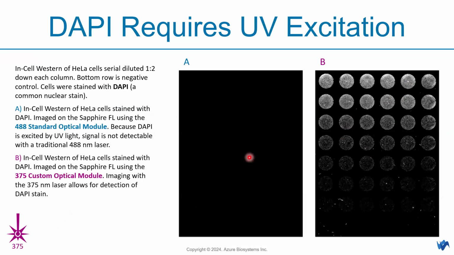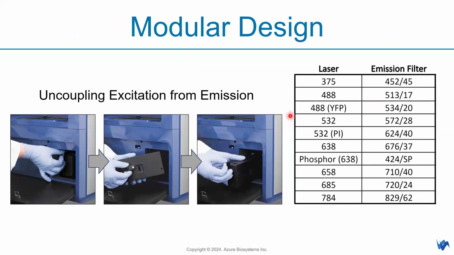Okay, if you use a normal 488 standard channel to image, you cannot get the result. But we have a custom optical module for the DAPI, which will reliably and sensitively image the DAPI stains. So this modular design is an uncoupling design where you can uncouple the excitation from the emissions. So what you can do is mix and match, and have more than one combination.